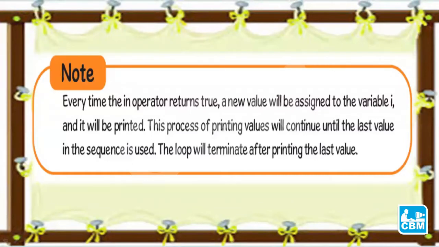Now, every time the in operator returned the true value in the previous program, a new value was assigned to the variable i and printed on the output screen. This process of printing values continued until the last value in the sequence was assigned to the variable i and printed. The loop was terminated after printing the last value from the sequence.